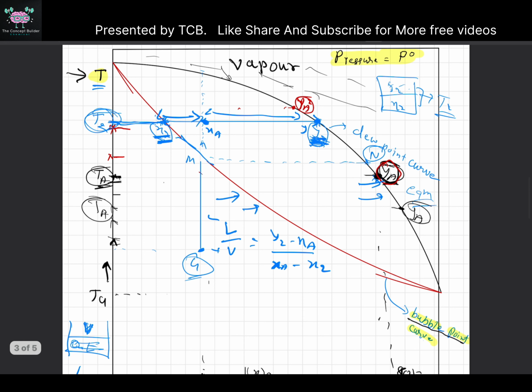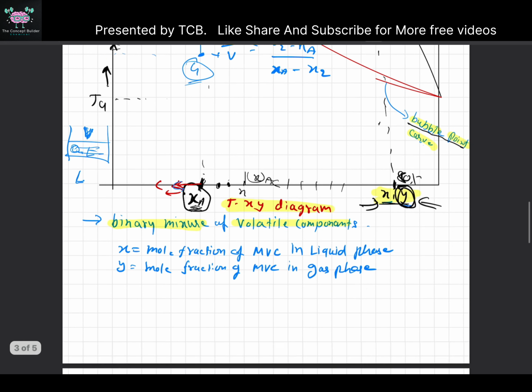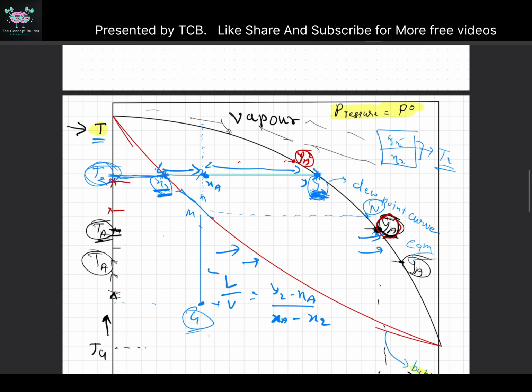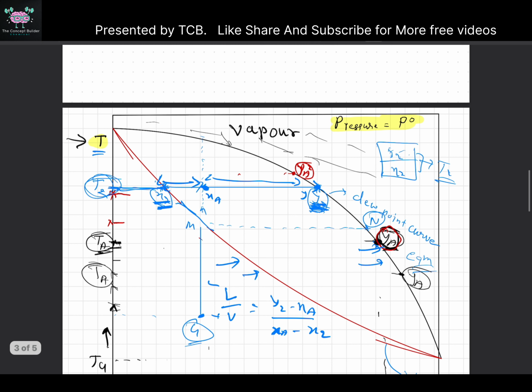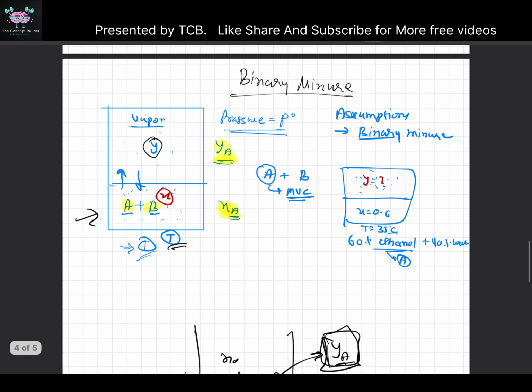It is very important to understand this. I hope you understand how it works. I know the video is quite long, but you have to be patient because this is something very important. Now let's talk about some important things. The first thing is that this TXY diagram is plotted at constant pressure. It is very important.